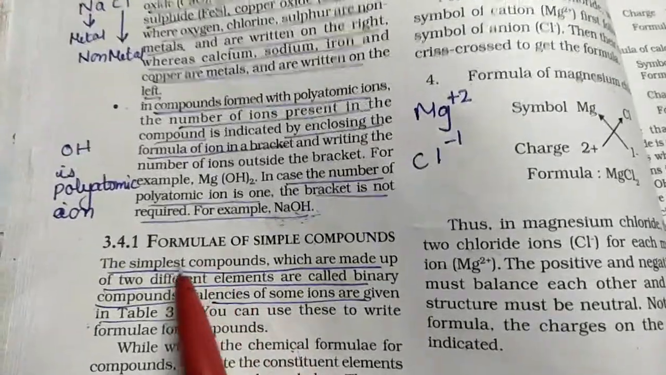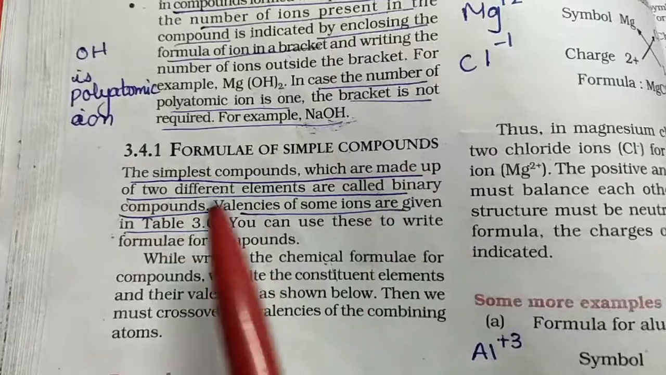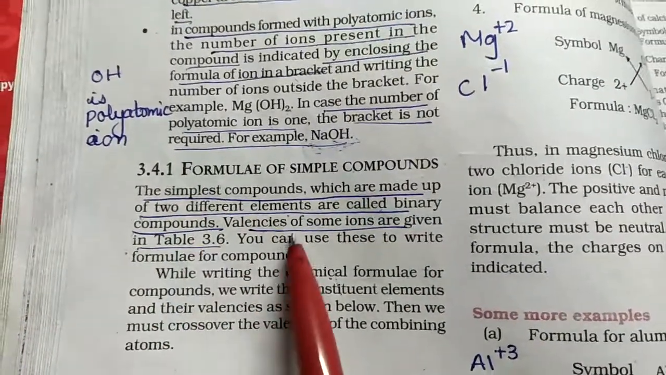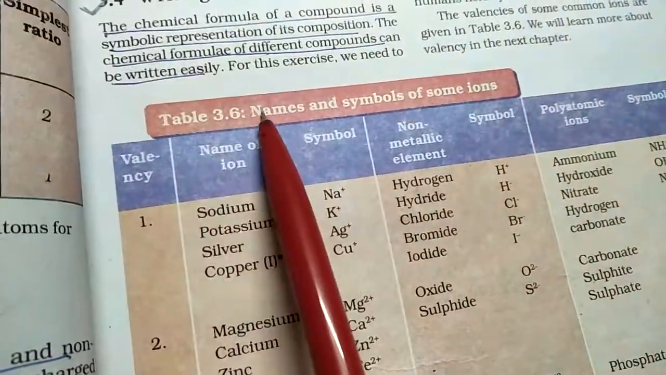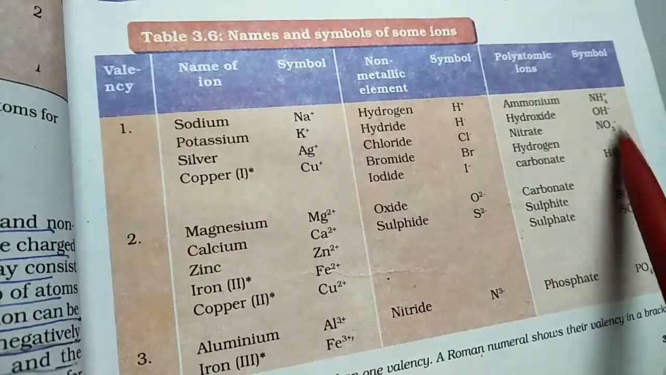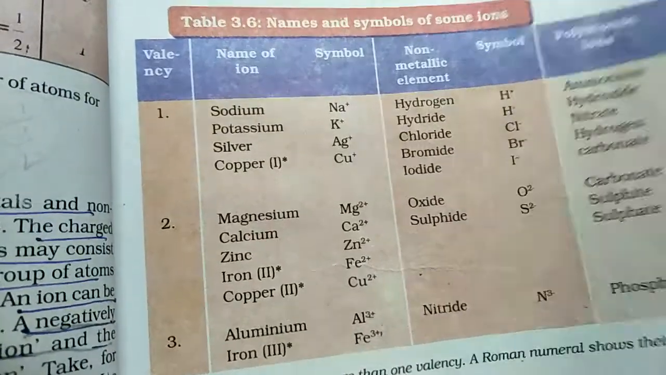Today we'll start with the formula of simple compounds. Simple compounds which are made up of only two different elements are known as binary compounds. The valency of some ions are given in table 3.6. You can just turn the page back and have a look. In table 3.6, you have the valencies of monoatomic ions and polyatomic ions. Just have a look once again before we go to this topic.